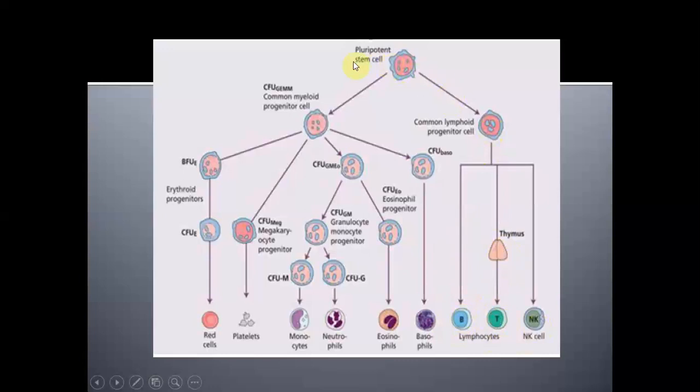The other subset of the pluripotential stem cell is the common myeloid progenitor cell. Under the influence of appropriate growth factors, it is going to give me erythroid progenitors, common myeloid or white blood cell progenitors, and basophilic progenitors. According to the growth factors, they will give me the end mature cells, which can be red blood cells, platelets, monocytes, neutrophils, eosinophils, or basophils, depending on the drive, which is the appropriate growth factor and the bone marrow environment.